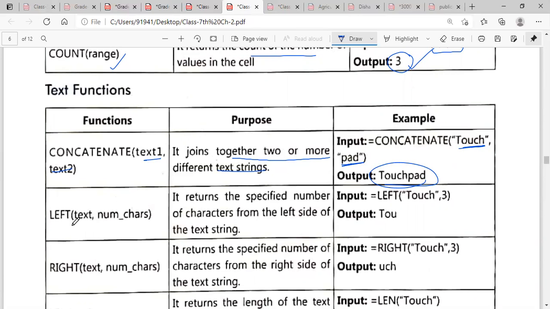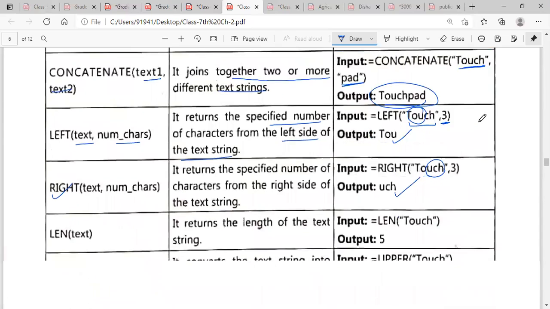Next is the left function: text, then number of characters. It returns the specified number of characters from the left side of the string. Suppose there is "touch", and we return a number 3. The first 3 letters will be returned as output. Next is right. In the case of right, the last 3 letters will be returned.